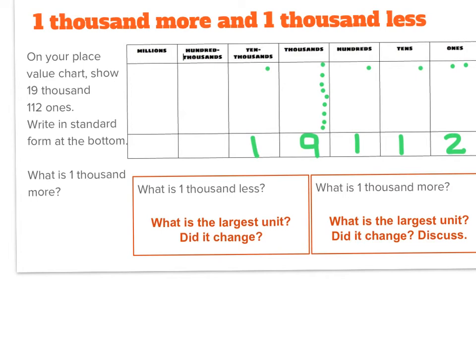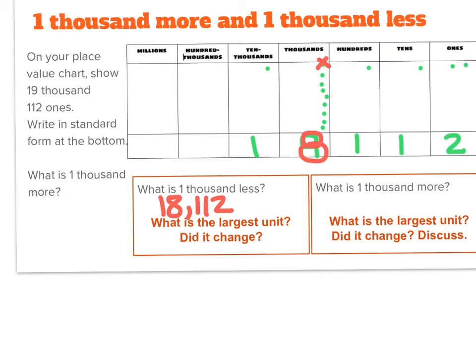Let's answer the question in the first box first. What is 1,000 less? So I'm going to come to the thousands place and eliminate 1,000. So that's going to leave me with 8,000 instead. So what is 1,000 less? It's 18,112. The only place value that changed was the thousands. I was just taking away 1,000 from 19,112.